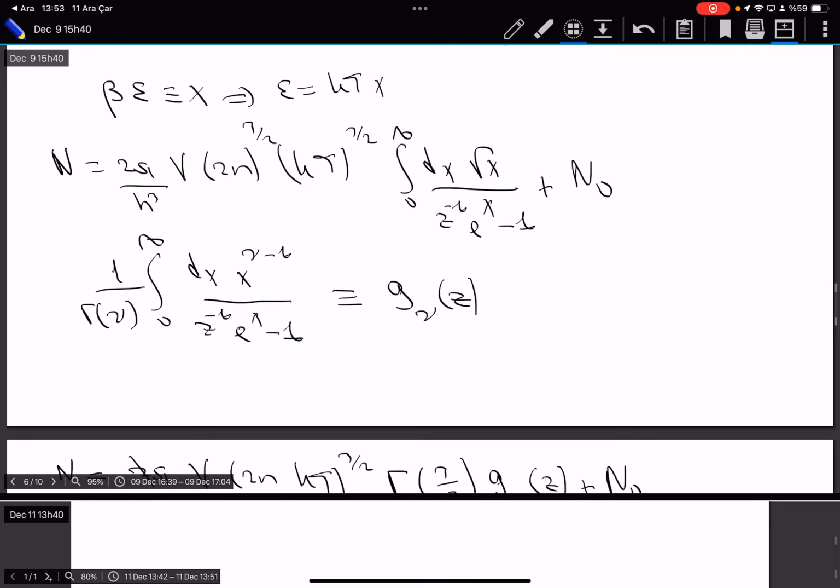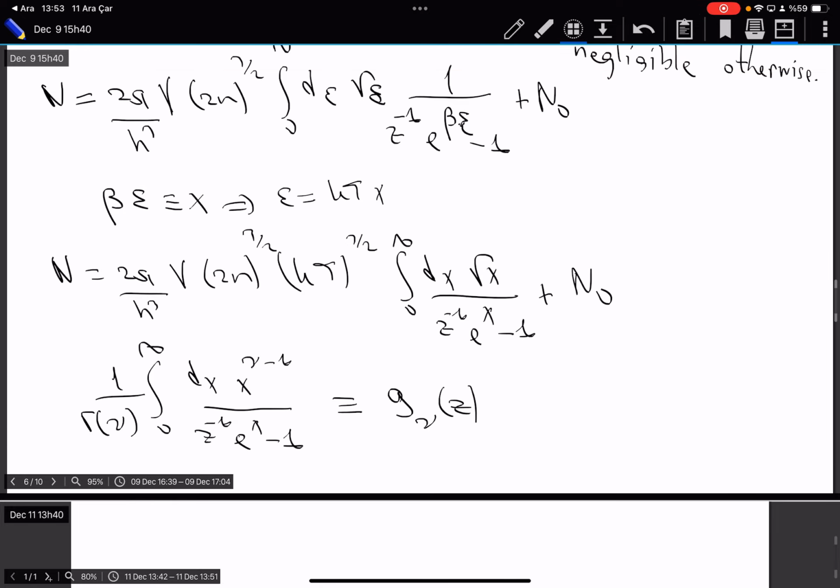And then, okay, this is N expressed in terms of the density of states. N0 is the number of particles in the ground state. And you see, N0 is just 1 over (z inverse minus 1), whatever z is. At all temperatures, this is what N0 is, just the Bose-Einstein distribution for epsilon equal to 0.